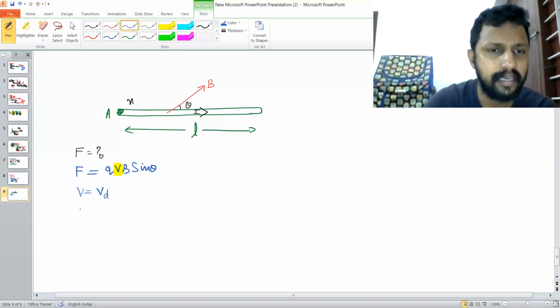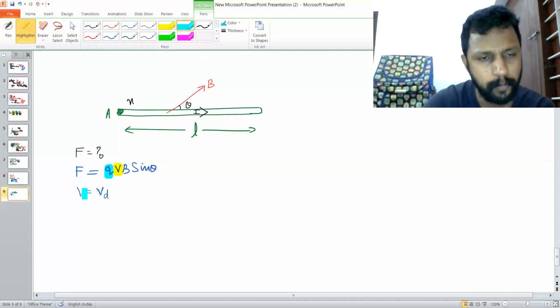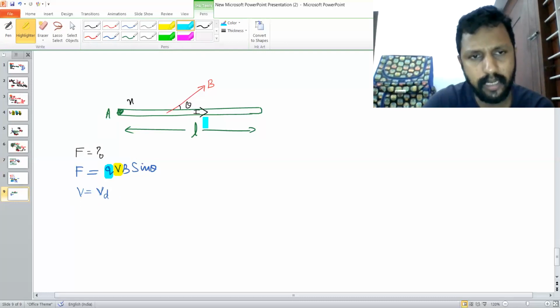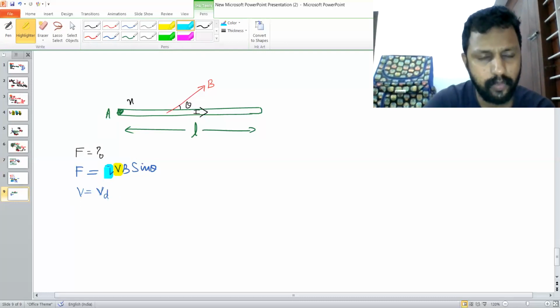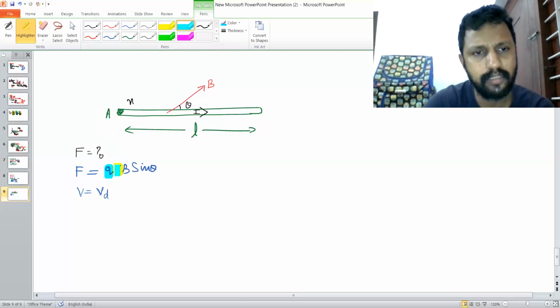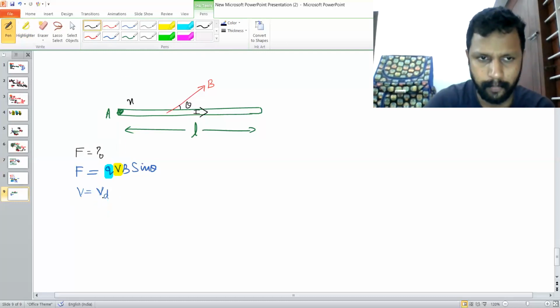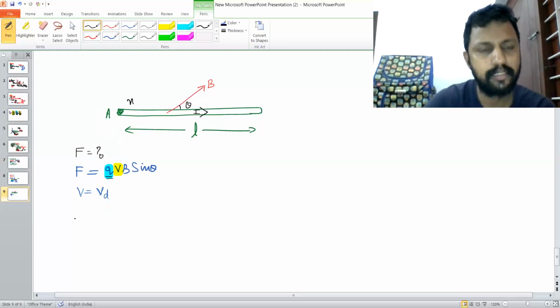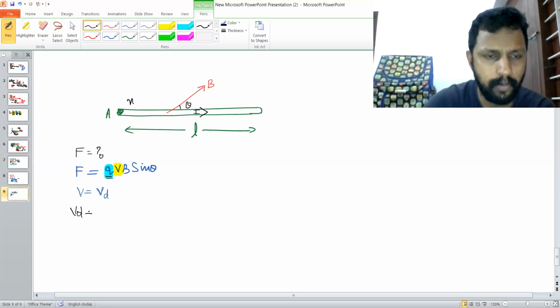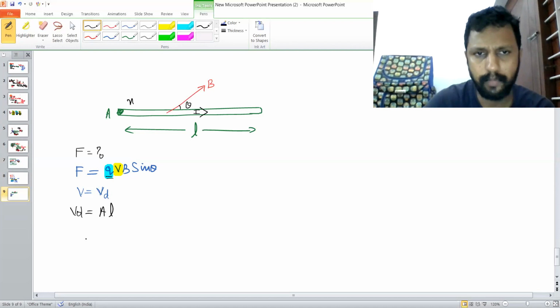Then in this case, if you are able to find out the value of Q, the total charge flowing, you could easily substitute the value of the total charge and get the final answer. In order to find the total charge, let's find the volume of this conductor. What should be the volume of this conductor? Yes, volume is area of cross section into length. This is the volume of the conductor.